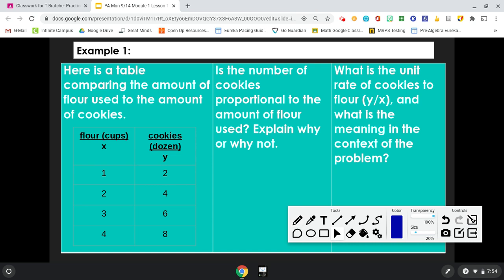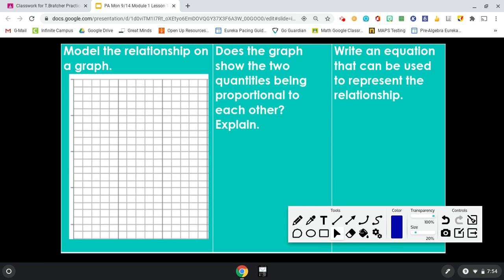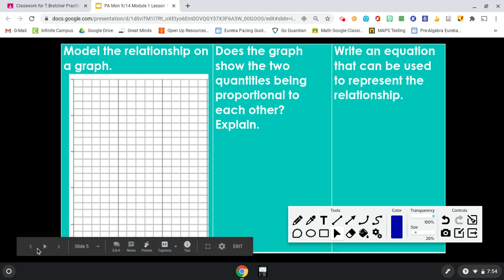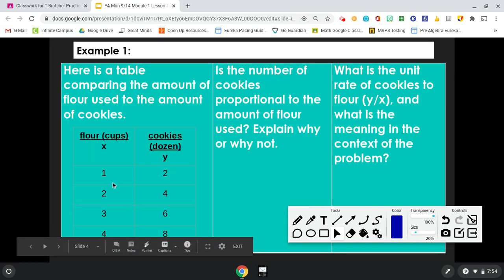Okay, same problem, but moving on to a graph of it. We might have to flip back and forth here. So let's go ahead and look at the table, and we'll write it on this slide so you know. We have 1, 2, 3, 4 for our x values and 2, 4, 6, 8 for our y. So I'm going to copy that down for us.